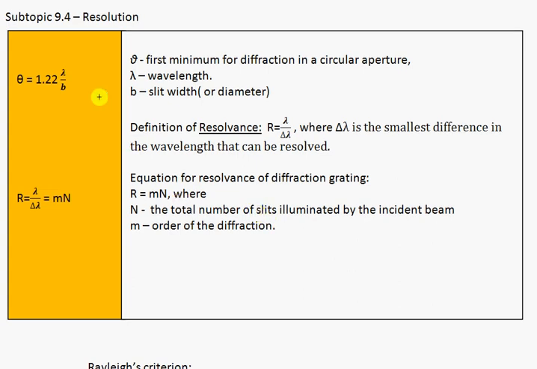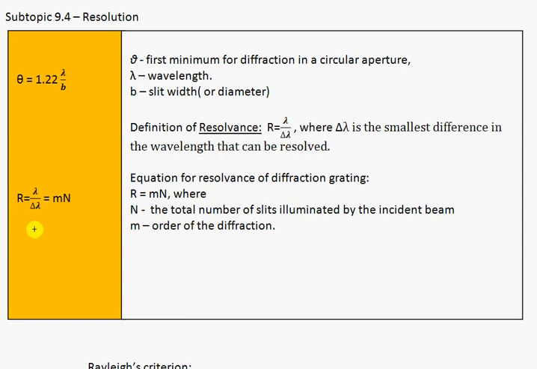First, to talk about resolution, we'll talk about diffraction on a circular aperture. So the first minimum will be observed at this angle. Here we see factor 1.22, which is different from slit diffraction without this factor. By definition, resolvance of a device is lambda over delta lambda, where delta lambda is the smallest difference in the wavelength that can be resolved.